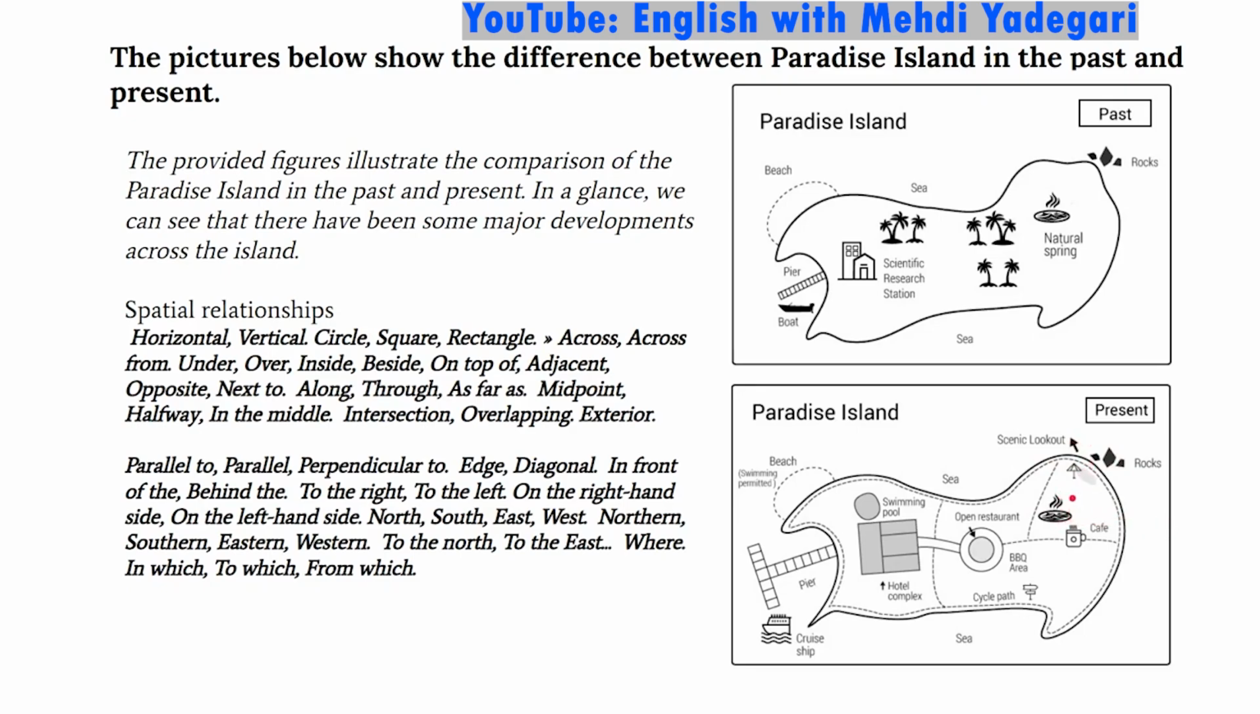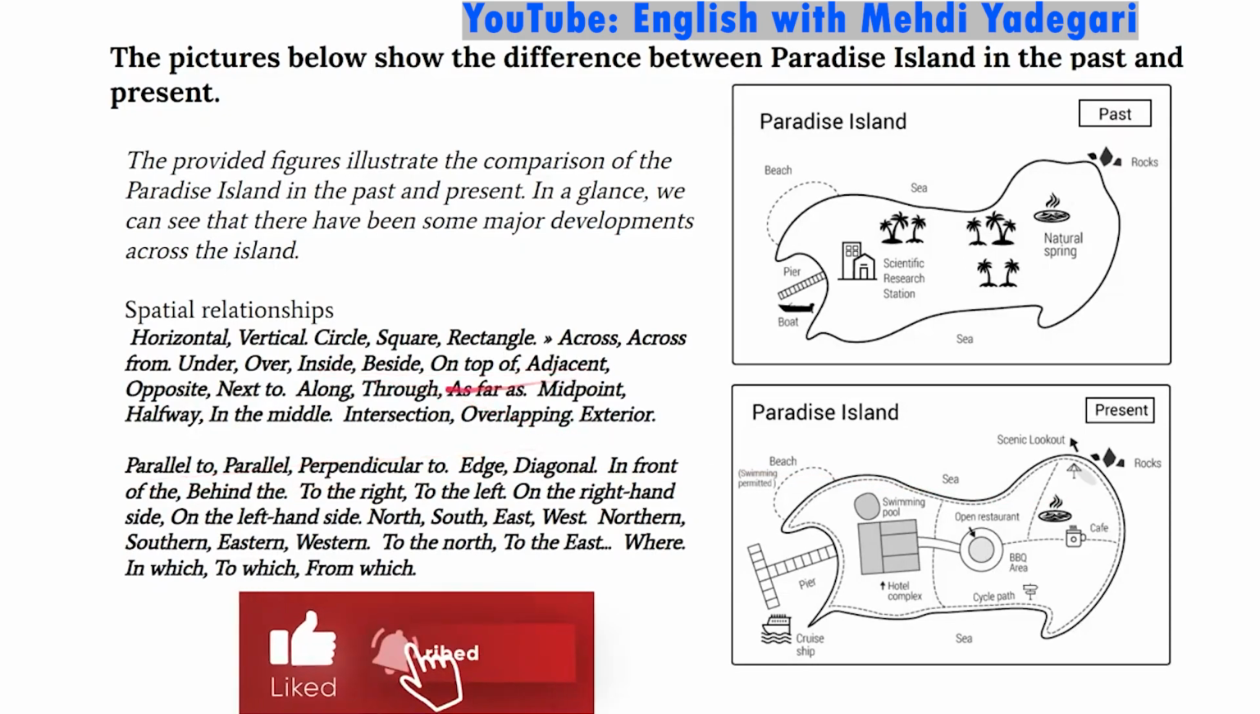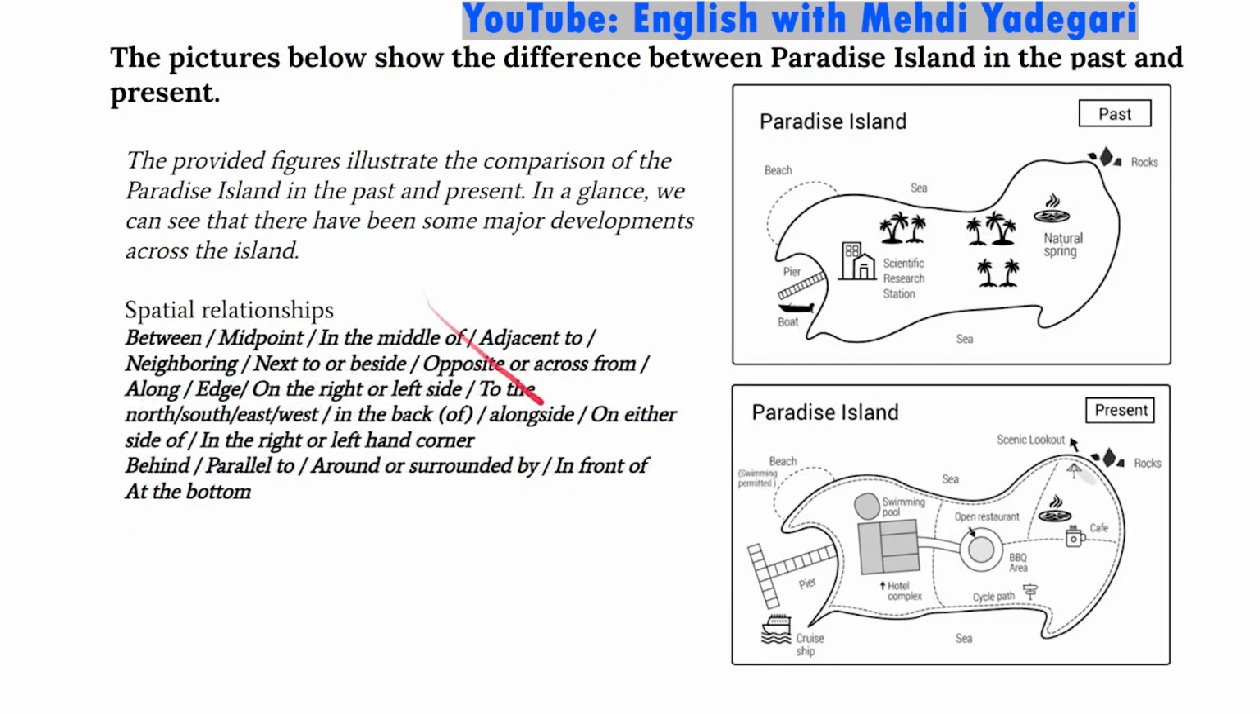So you have to mention where the thing you're talking about is located. And these are the things. You can pause the video and take a note of what these are. There's even more here, like between, midpoint, in the middle of, adjacent to, neighboring, next to, or beside. So there are many of these words you can use to locate that particular thing that you're talking about.